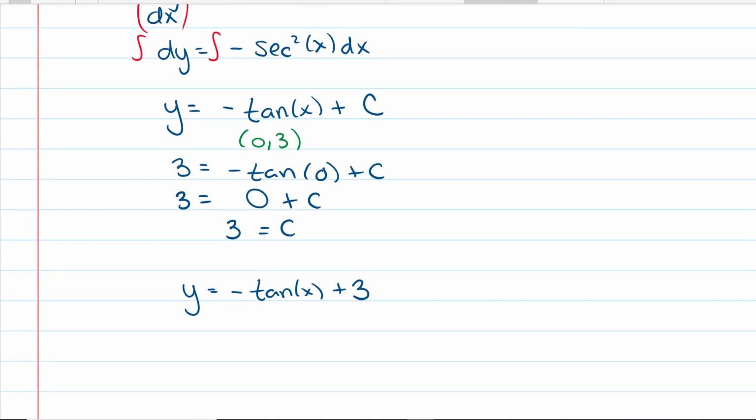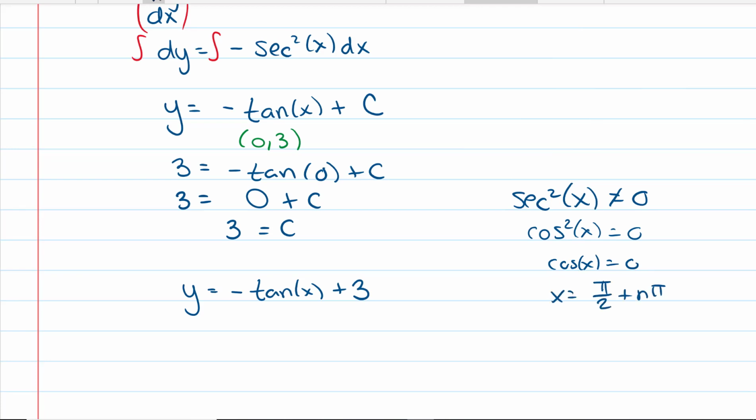The last thing we need to do is to restrict the domain, and so we need to look at secant squared, which looks something like this. And what we need to do is restrict it. So let's think. Our x value is 0. So I know that cosine squared of x cannot equal 0. So let's find the x values that make this true. I'm going to write cosine squared of x equals 0. Cosine of x equals 0. And x is going to be pi over 2 plus n pi. So pi over 2, 3 pi over 2, and so on. So the value 0 is going to be within the domain values of negative pi over 2 to pi over 2. That's the domain for that particular solution.